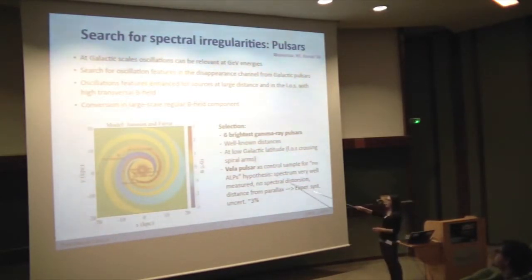And then we have also selected one source that is very close, is very bright, and does not show any spectral modulation, which is the Vela pulsar, to derive in a data-driven way what the experimental systematic uncertainties on the spectrum determination are, which are of the order of 3%. So the aim is to analyze the spectral energy distribution of the sources and to see if there is any evidence for oscillatory features when the photon travels through the large-scale regular component of the galactic magnetic field.